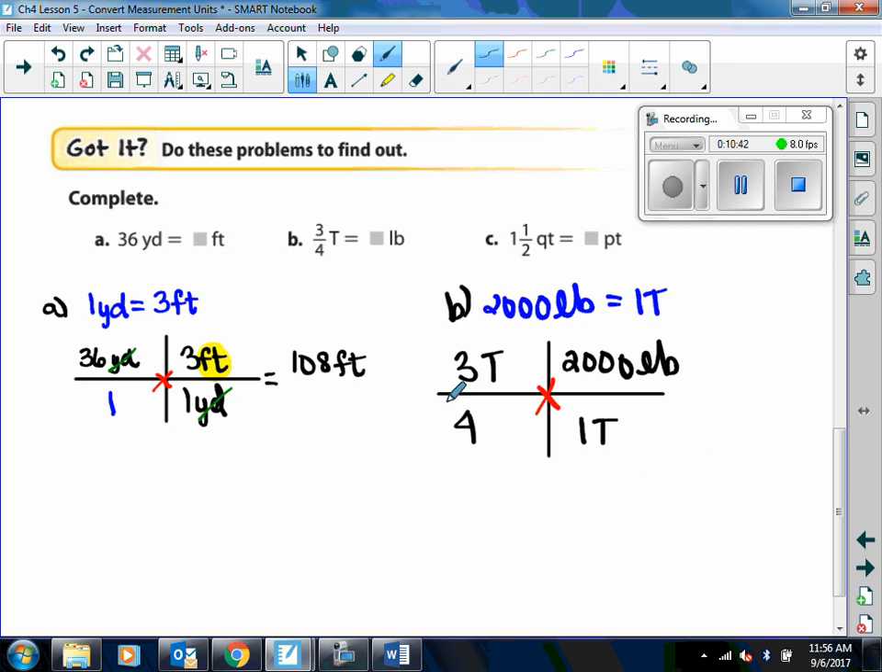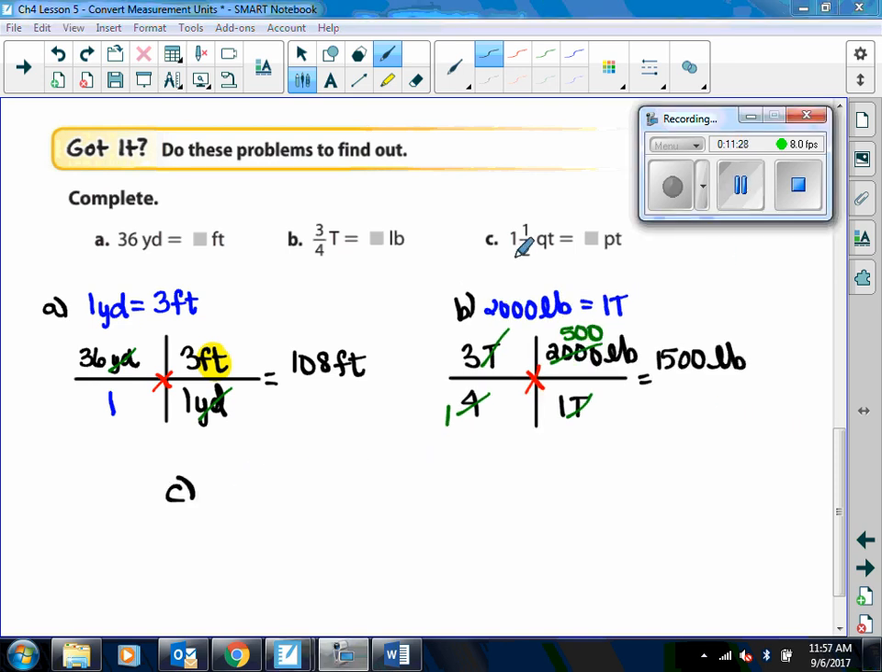And of course, now, before we multiply, we should simplify. So once again, you can see that tons and tons will cancel. And look at that, 4 and 2,000, we can simplify that. So 4 divided by 4 is 1, and then 2,000 divided by 4 is 500. Very good. All right, so now when we multiply straight across, we have 3 times 500 pounds, which is 1,500 pounds. Over 1 times 1, we don't have to write the over 1, so it's just 1,500 pounds.